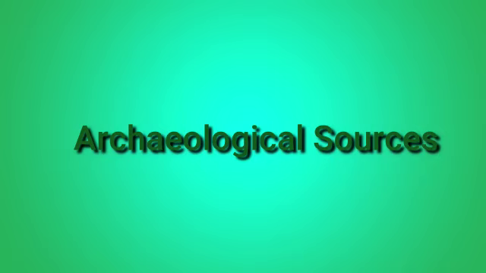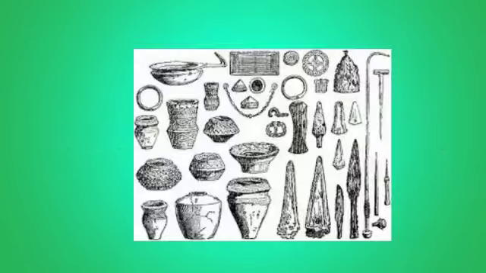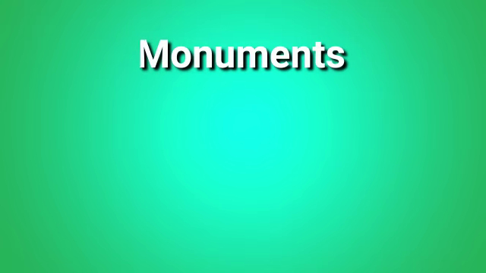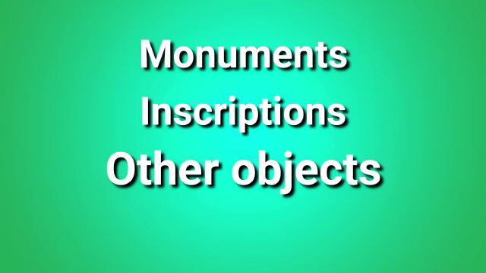Archaeology means the study of the remains of the past. Many of these remains are buried under the earth and have to be dug out or excavated. Do you know who is an archaeologist? An archaeologist is a person who studies human history and prehistory through the excavation of sites and analyzes the artifacts and the other physical remains. Archaeological sources are of three kinds. Number one, monuments. Number two, inscriptions. Number three, other objects like seals and coins.